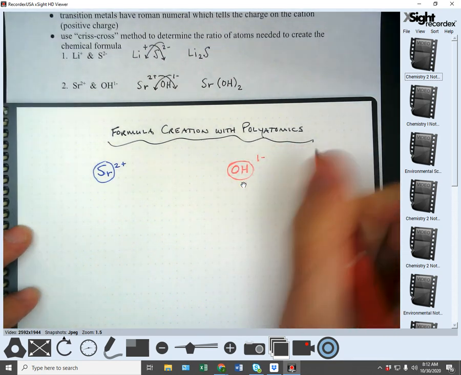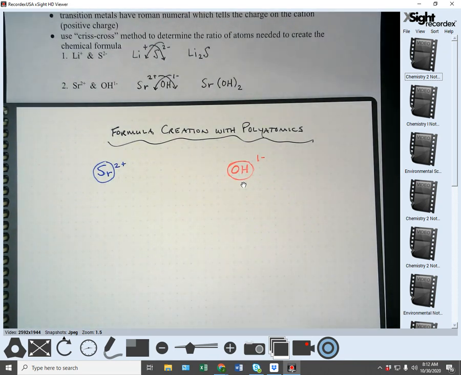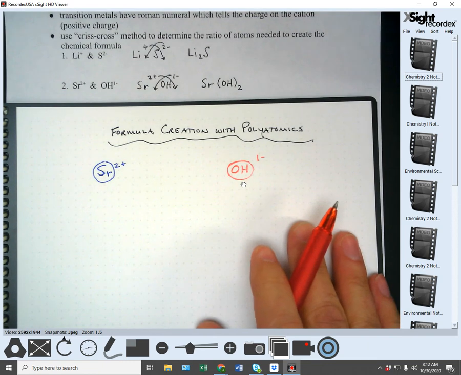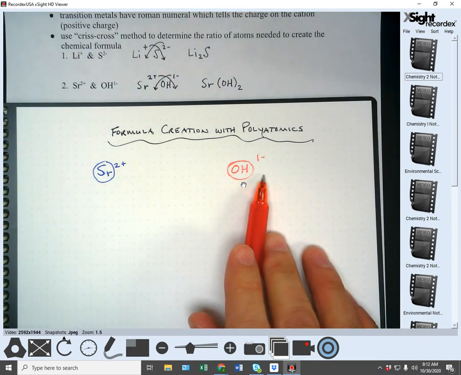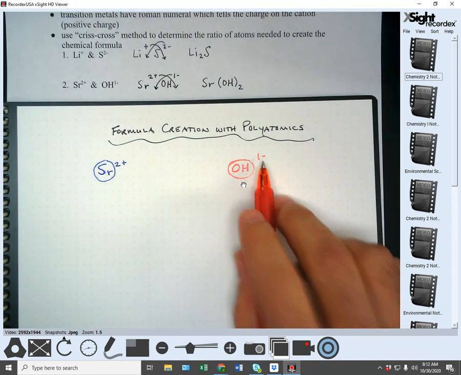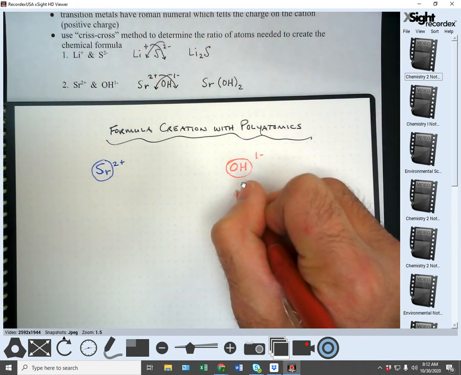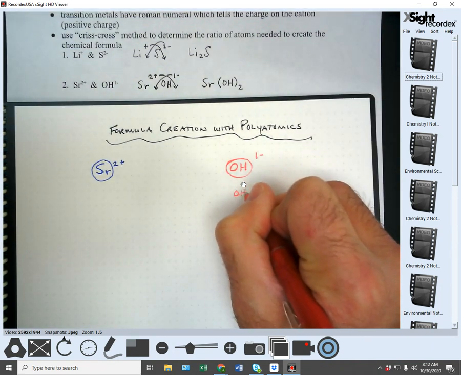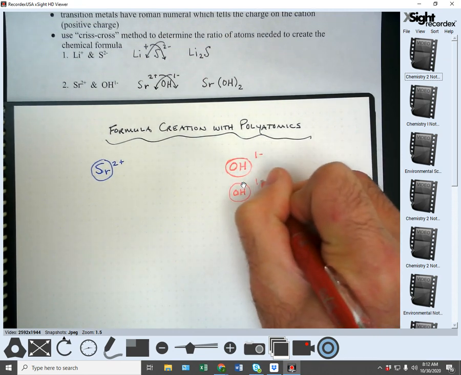Okay, so you have to ask yourself, if you're combining these in a formula, how many of each do you need to be balanced or to have a neutral or no charge? Because remember, that's the goal of the compound. So we've got a 2 plus here, we've got a 1 minus here, so we need to add another OH, right? So we add another OH, which is a 1 minus.